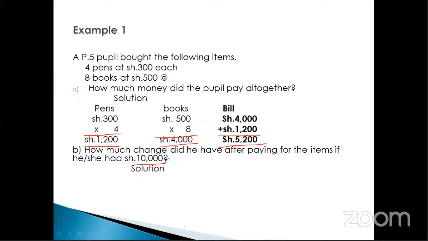So for you to find change, you will say, okay, I need my change, please. I gave you 10,000 shillings. That is what you are going to argue with the person. I gave you 10,000 shillings. So what is my change? Let me work out. So you take away 5,200 from 10,000 shillings to find your change.